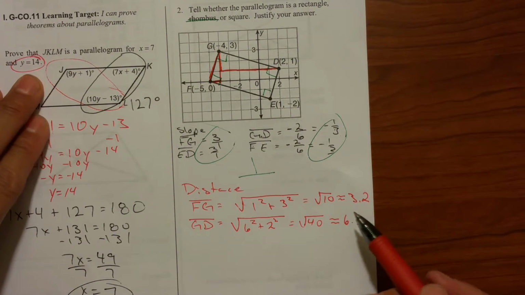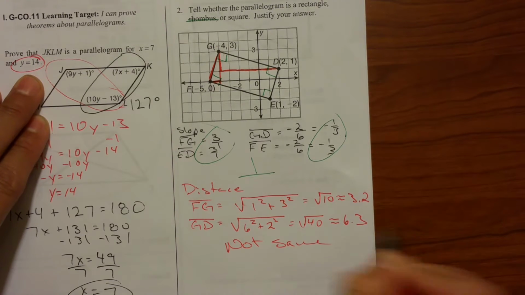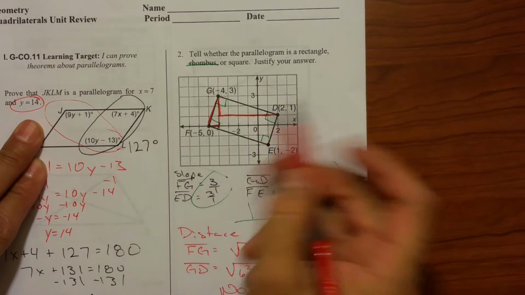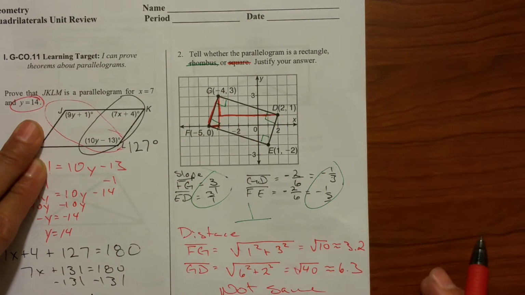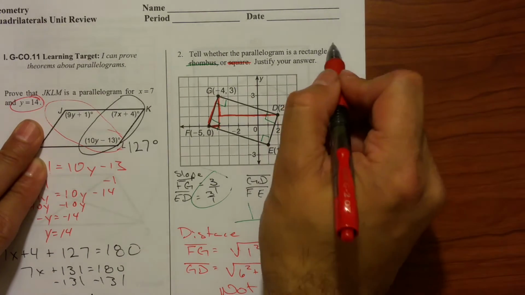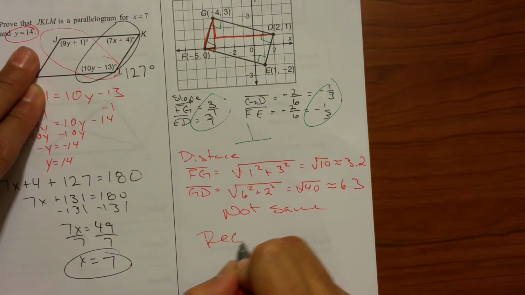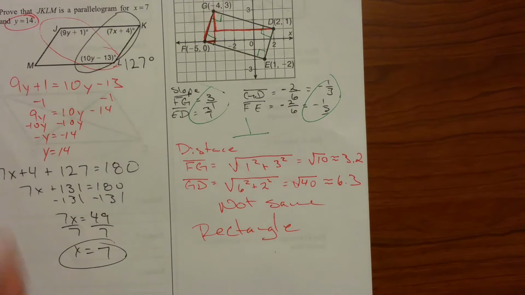Since these ones right here are not the same, that means this one here is not the same as this one here, so it can't be a square, because in a square all the sides are the same. So therefore my answer has to be a rectangle. This one is a rectangle.